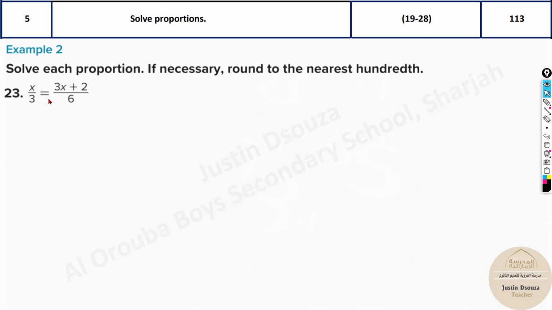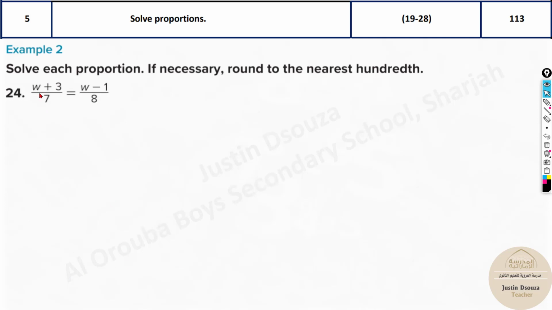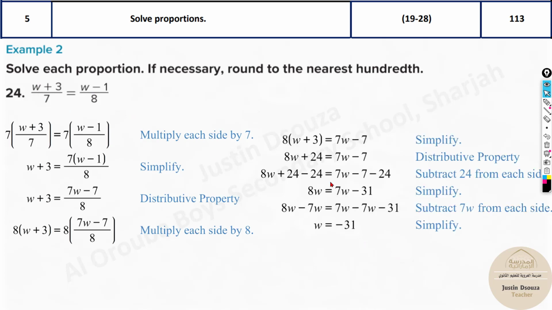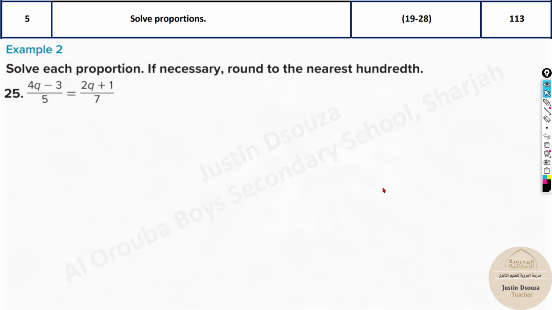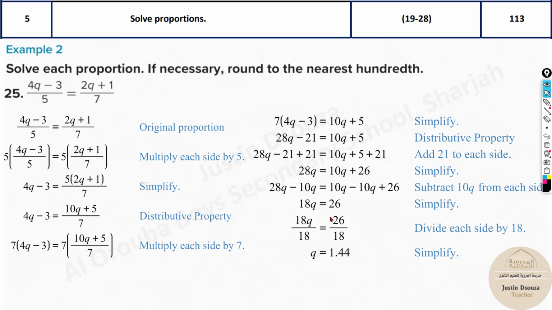This is again another straightforward problem, so please do it by yourself. You can see it's just as simple as this. Take the 6 and 3 to the other side and simplify. Even over here, take 8 and 7 to the other sides and simplify it. You can easily do this and you can check the answers. All the problems are just straightforward problems, very much the same. There is only one variable in proportion, so it's very, very easy. You can easily solve it. And this is the answer.